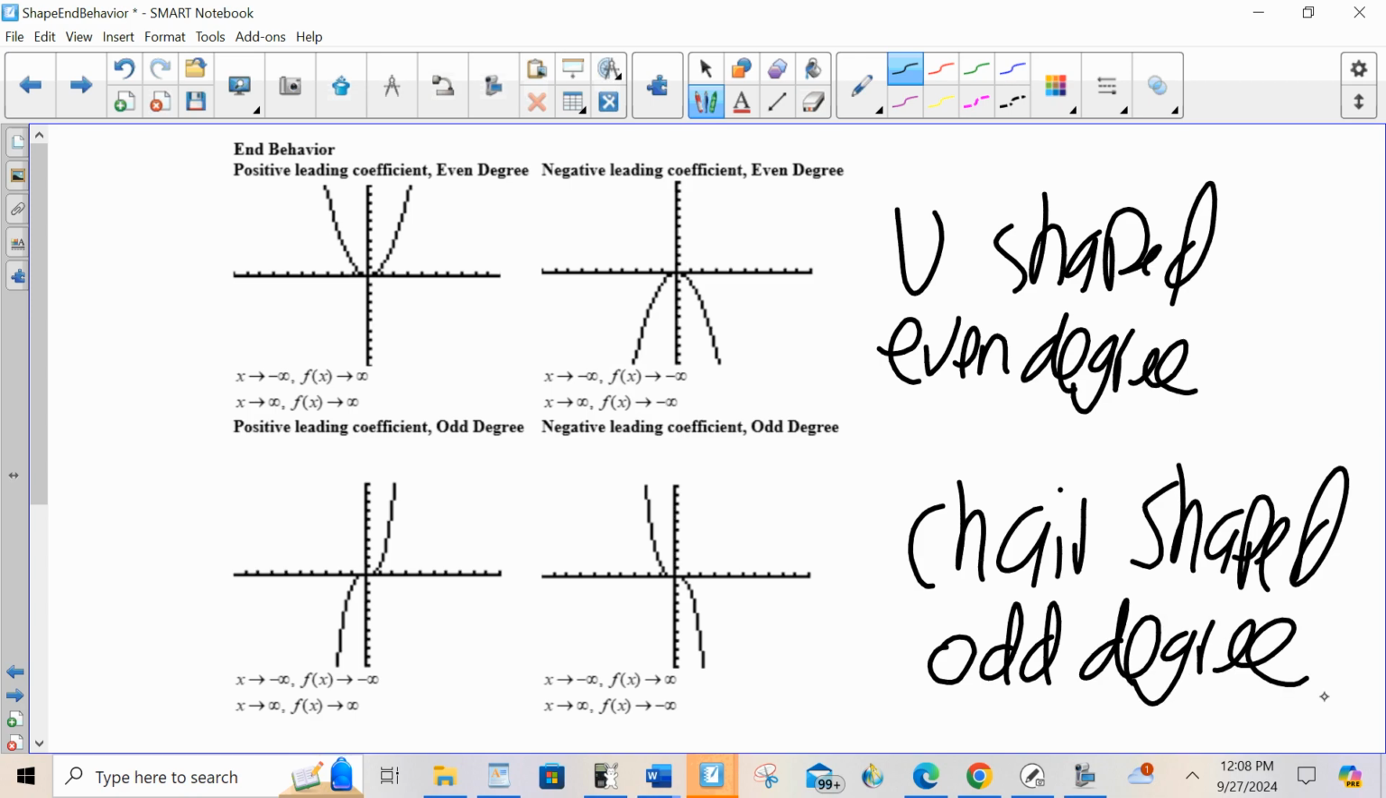As far as opening up or down, as I go to the right, if it has a positive leading coefficient, it's going to open up to the right. And if it has a negative leading coefficient, it's going to open down. Now, let's start with that.